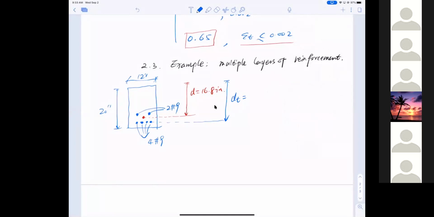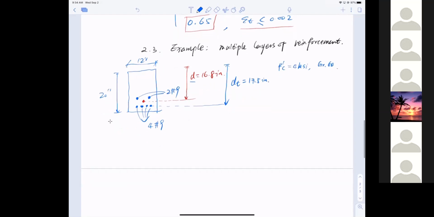So quickly recall in case we forgot anything. This is the configuration. I have 2 number 9 bars in the top row, 4 number 9 bars in the bottom row, and I pre-calculated the center of the group of bars, and that sets us d equal to 16.8 inches, and dt, which is the last layer bar, equal to 17.5 inches. The concrete is normal concrete, 4 ksi, and I'm going to use grade 60.